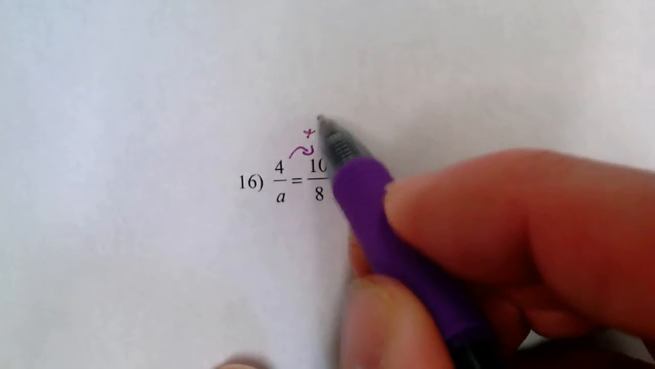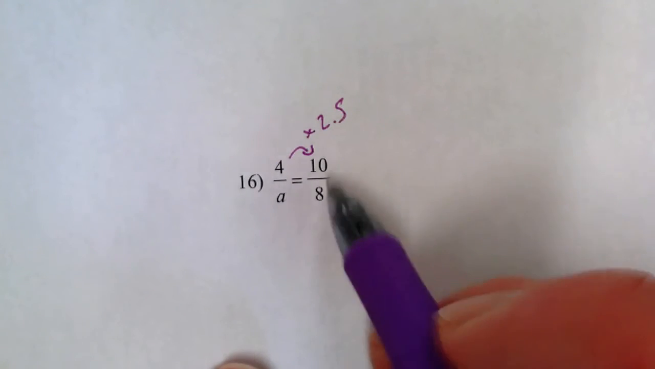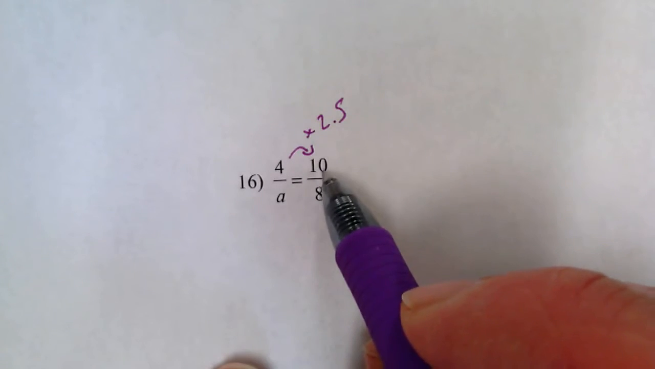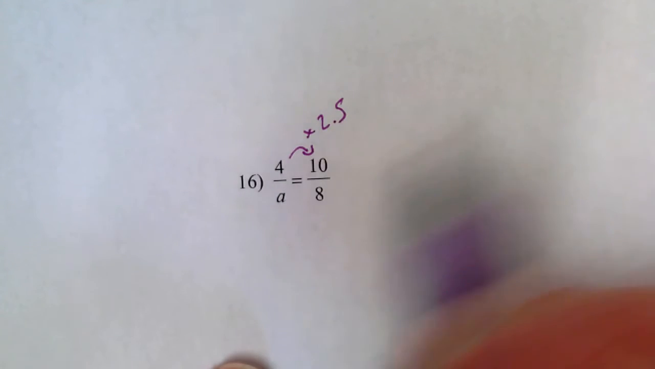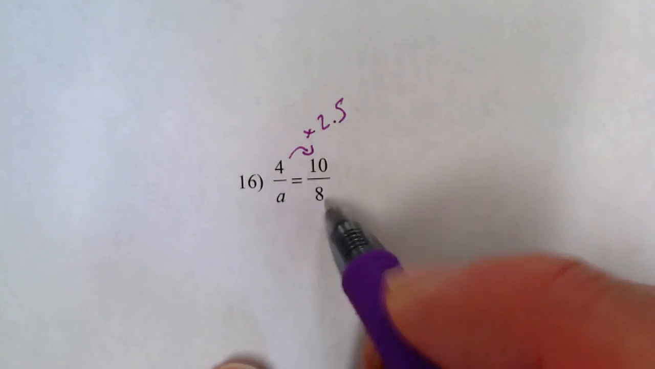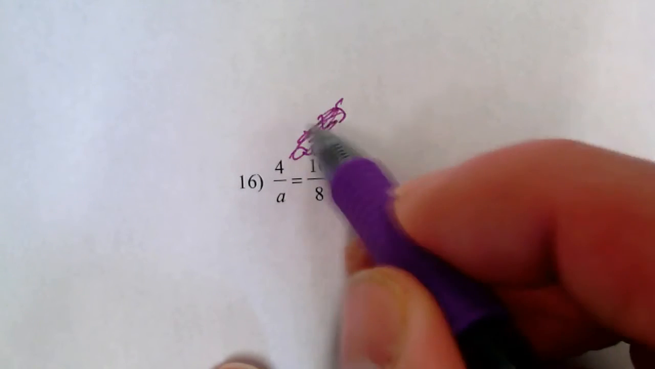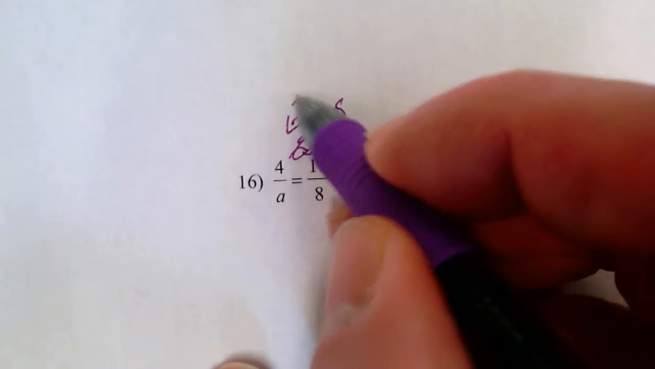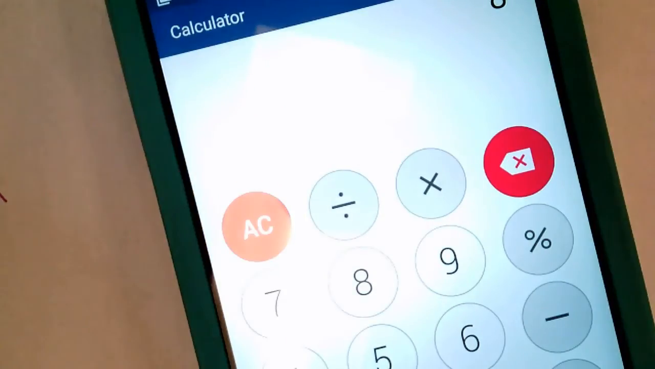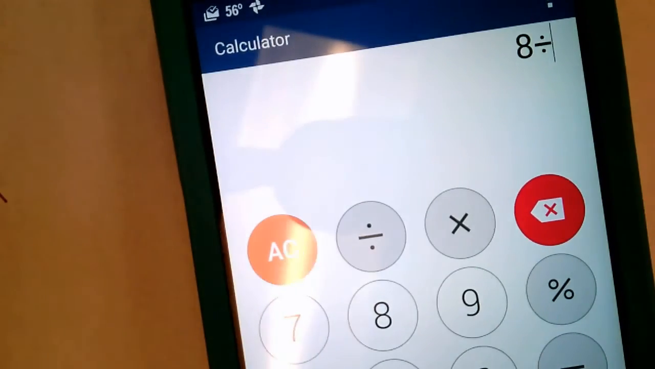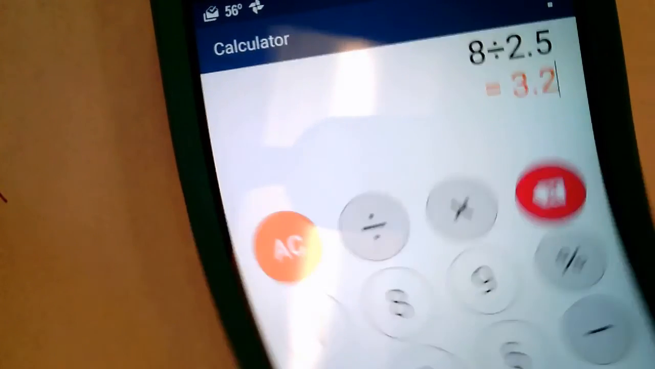Okay. Next up, we've got from 4 to 10 is times 2.5. You can get that by dividing 10 by 4 if you wanted to. Or you can think about it, it's 4, 8, 2 4s, and then another half of a 4, 2.5. Oh, we want to go the other way. All right, well, that's easy. It's divide by 2.5. So I'm just going to divide 8 by 2.5. So I'll go here, 8 divided by 2.5, 3.2.